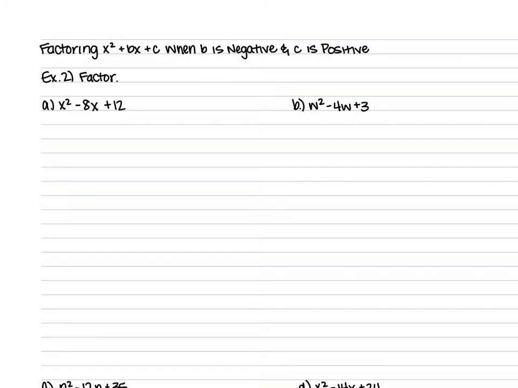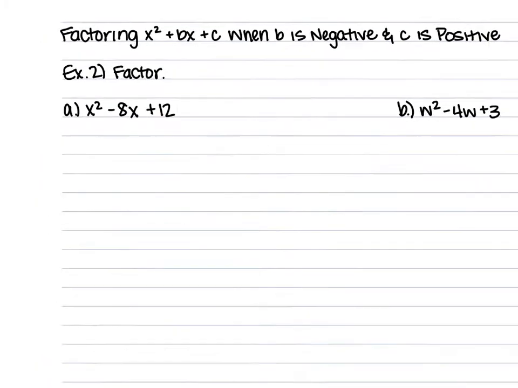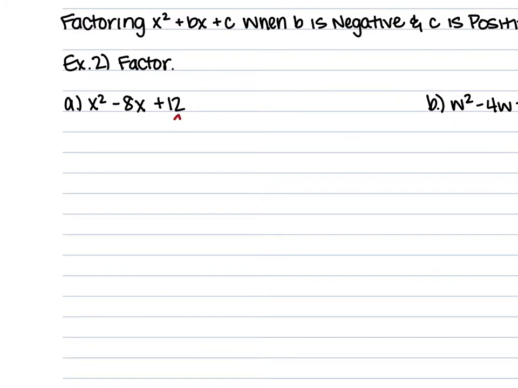So if we look at A, we have x squared minus 8x plus 12. Your factors of 12: we have 1 and 12, 2 and 6, 3 and 4. We also have negative 1 and negative 12, negative 2 and negative 6, negative 3 and negative 4. We combine these to find which one gives us that b term.